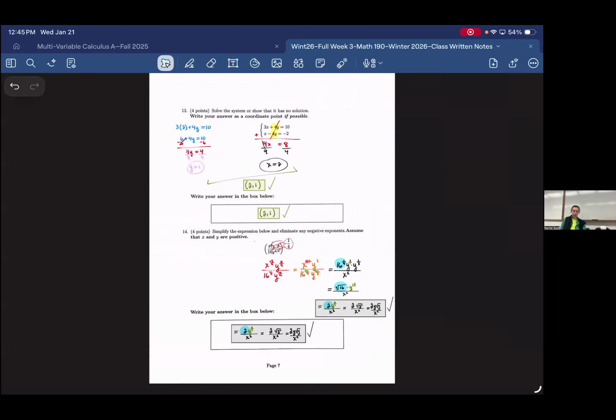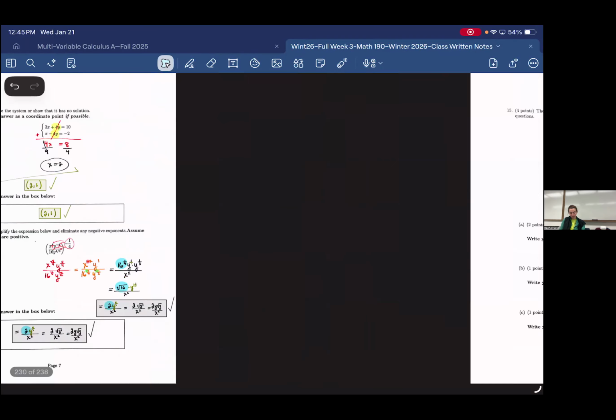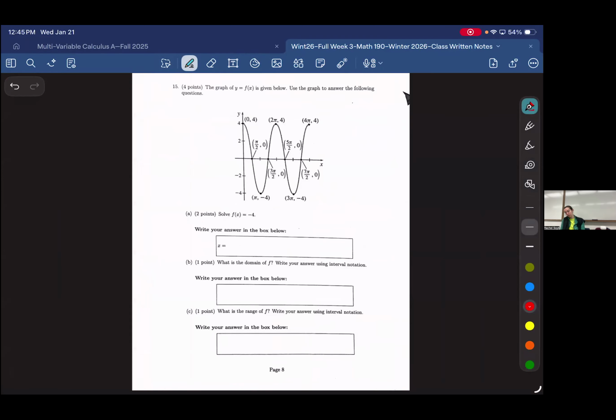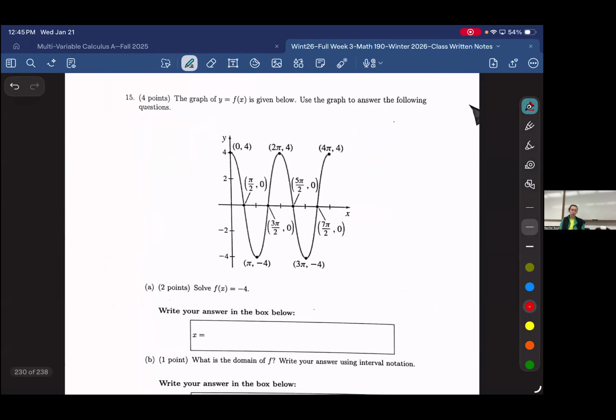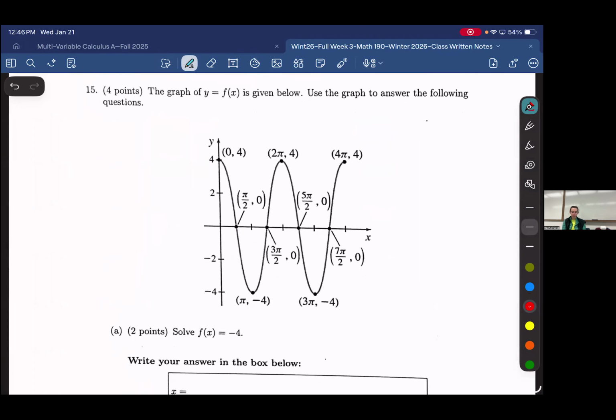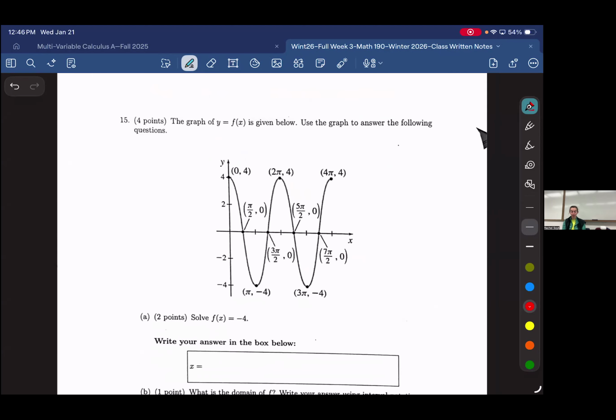Let's go ahead and move on to question 15. We have the graph of y is equal to f of x is given below. Use the graph to answer the following questions. They also like to put a question like this on the final exam. It tells us that you guys know how to read graphs properly and you're not intimidated by the pi symbols.